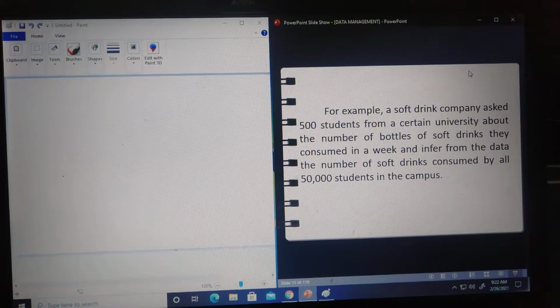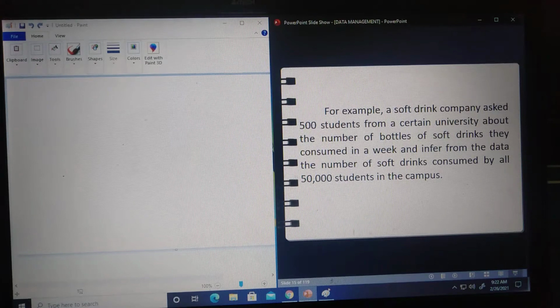For example, a soft drink company asked 500 students from a certain university about the number of bottles of soft drinks they consume in a week and infer from the data the number of soft drinks consumed by all 50,000 students in the campus. So, ang isang soft drink company ay pumunta sa isang specific school or university para malaman kung ilan nga ba yung nauubos ng mga soft drinks bottle ng mga estudyante doon. So, ang total number of population ng school na yan is 50,000 students.